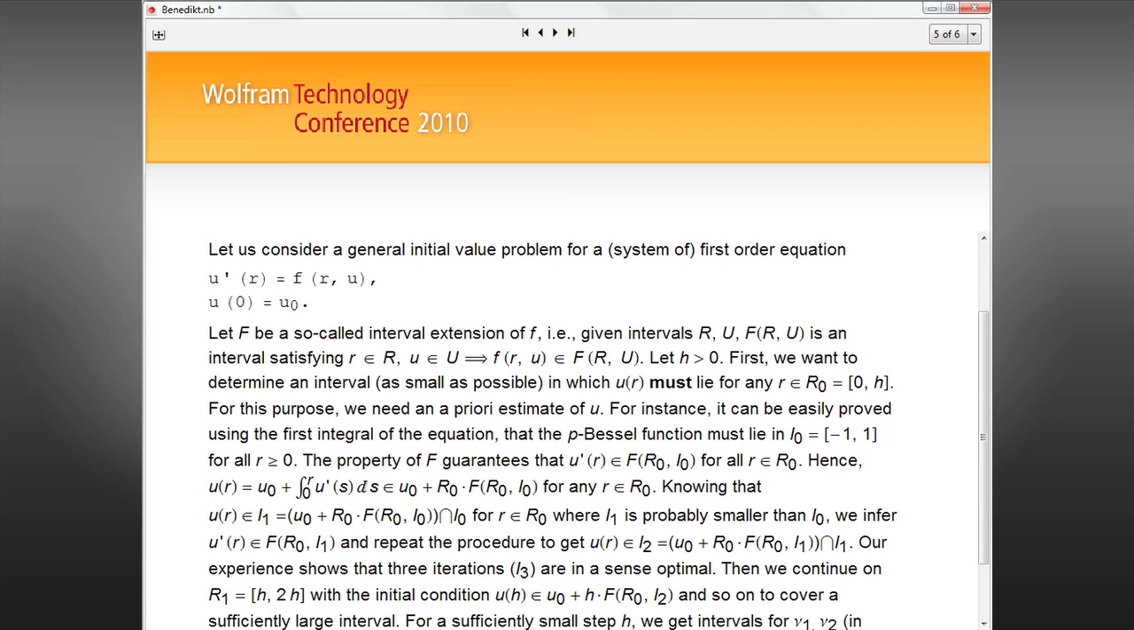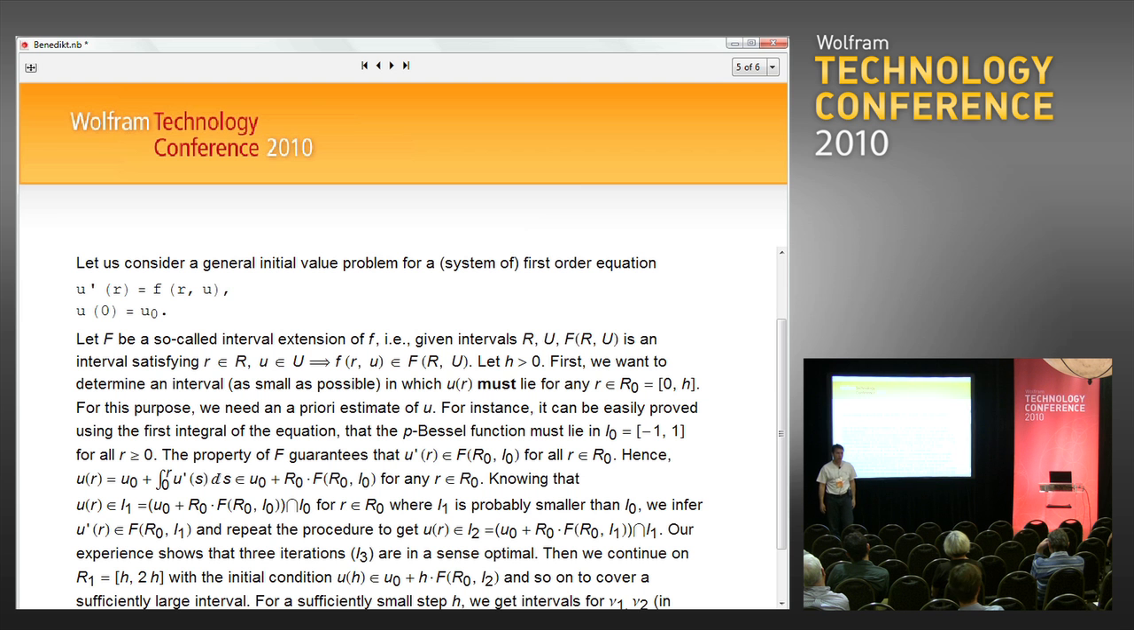and then we continue on next intervals h, 2h. In the same manner, we take again some initial condition. Now the initial condition is not just this number. It's u0 plus the step times all possible values for the derivative on the interval 0h. So with another initial condition, we can do the same, and we continue on next intervals until we cover the interval that we need.